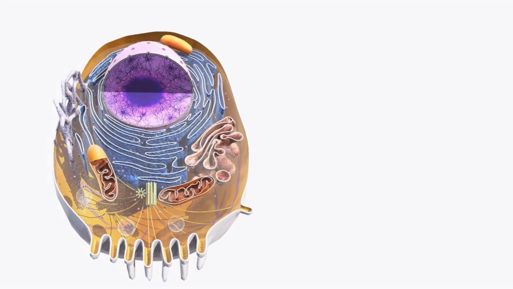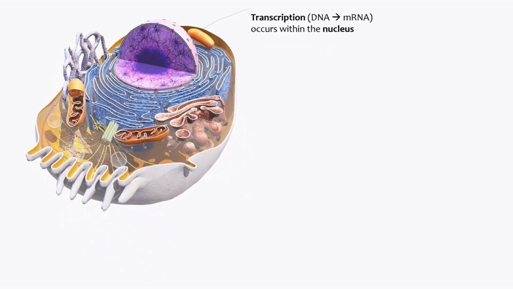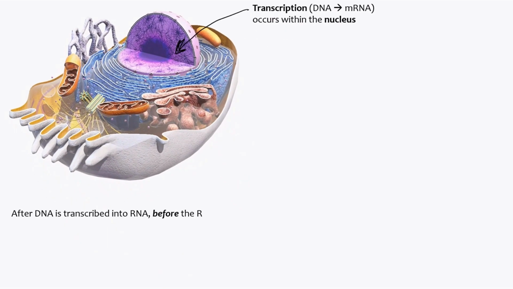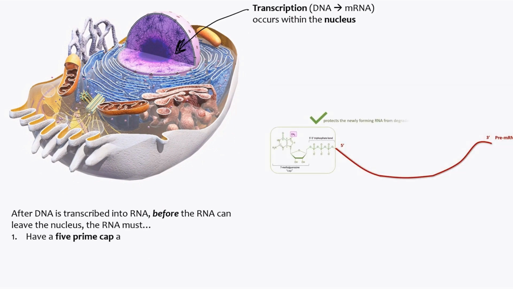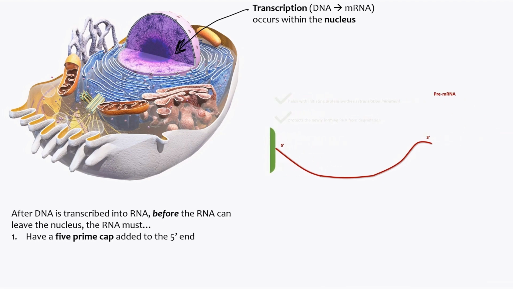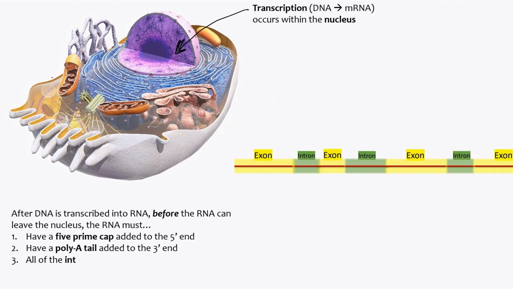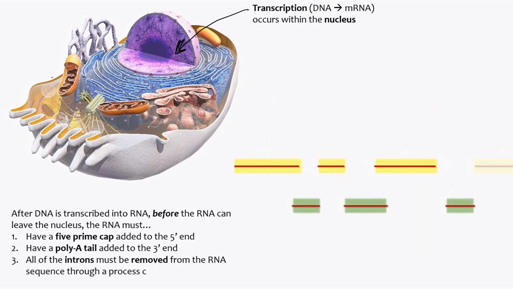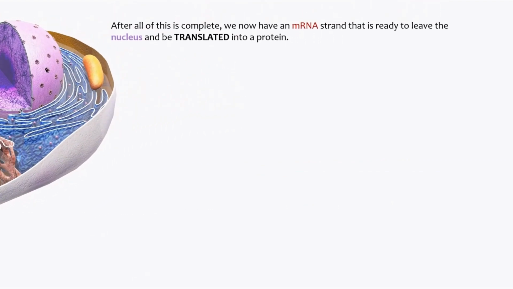So, to reiterate, transcription occurs within the nucleus. After DNA is transcribed into RNA, before the RNA can leave the nucleus, the RNA must first: 1. Have a 5' cap added to the 5' end. 2. Have a poly A tail added to the 3' end. And 3. All of the introns must be removed from the RNA sequence through a process called splicing. After all of this is complete, we now have an mRNA strand that is ready to leave the nucleus and be translated into a protein.